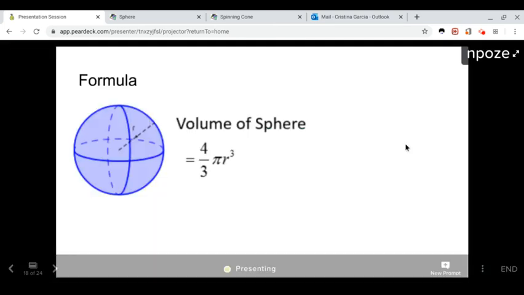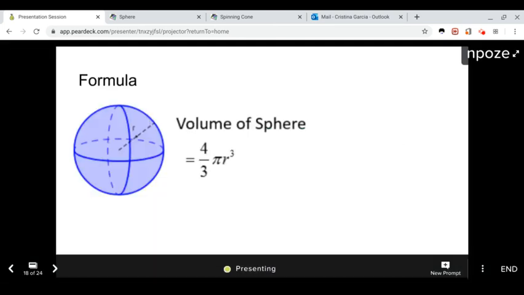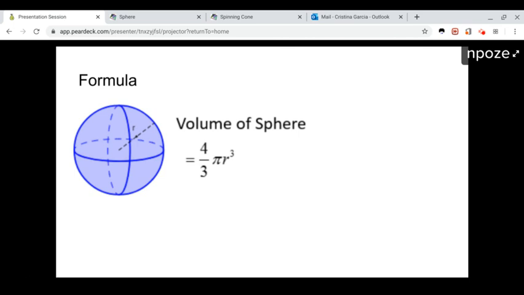Okay, and then we're finally moving on to the volume of a sphere. Now the volume of a sphere is a little bit harder to prove. It's a longer process than it was for the surface area of a sphere. So I'm just going to go ahead and give you guys the formula. So it's 4/3 pi r cubed.